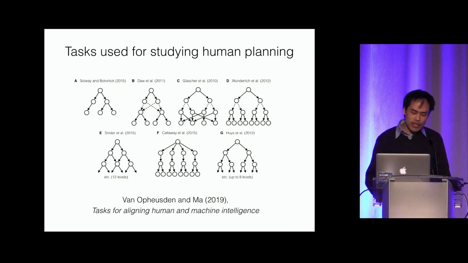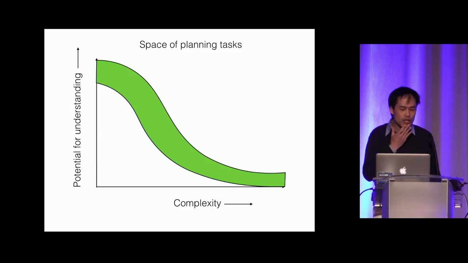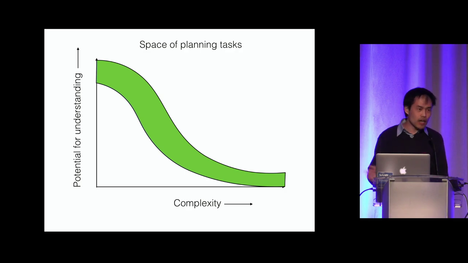So E is a little bit of a special case. That actually can be expanded to 12 levels. But it's still not comparable to the problems that artificial intelligence researchers are trying to tackle. So I thought I'd sketch this out in the space of planning tasks. The x-axis is complexity of a planning task, the y-axis is potential for understanding, and you can discuss at length what you mean exactly by that.